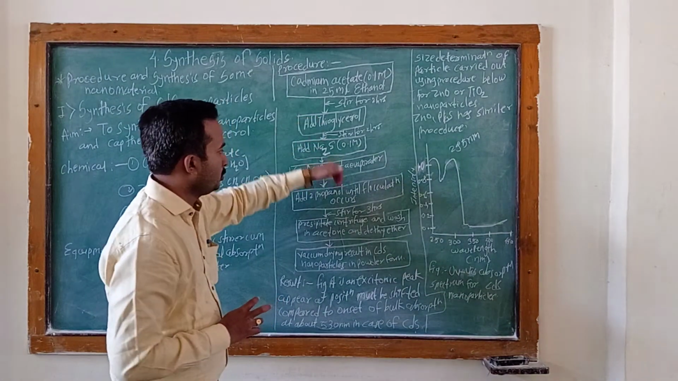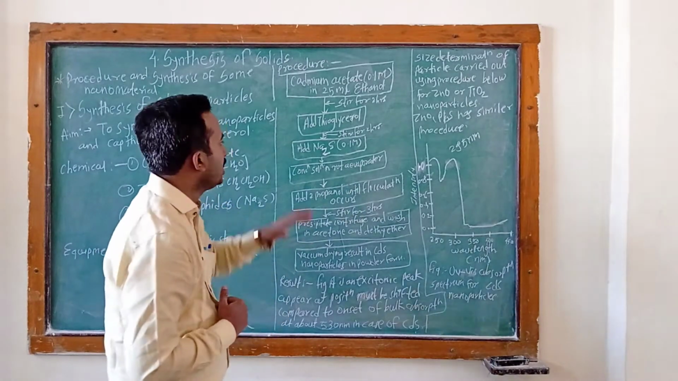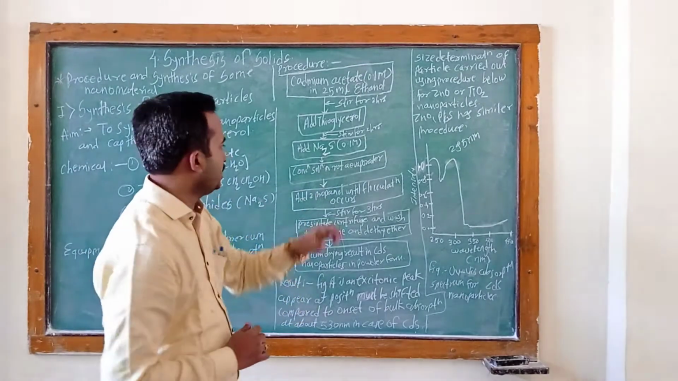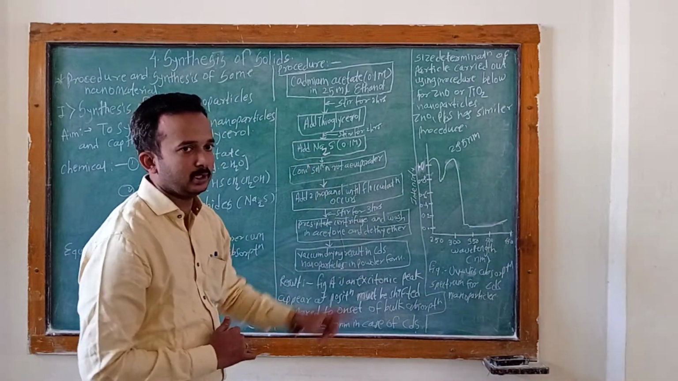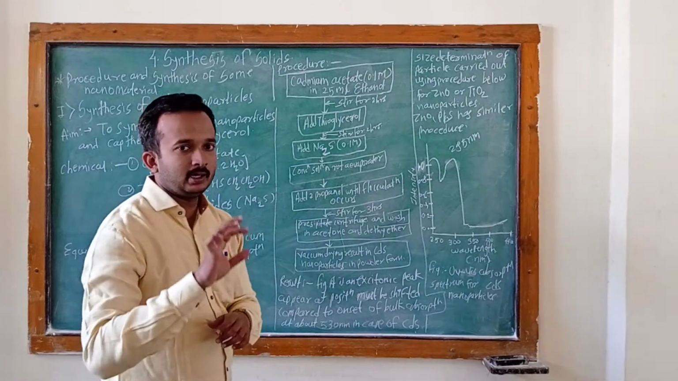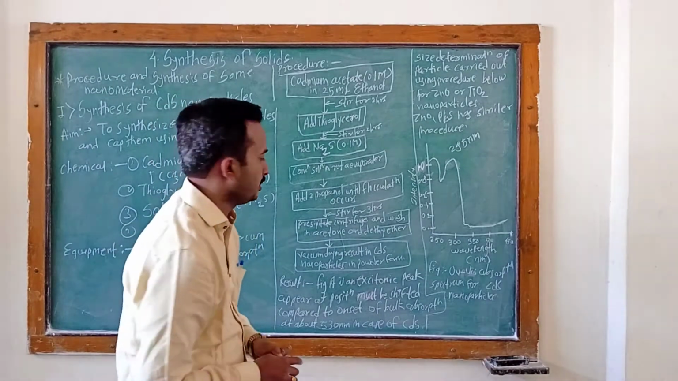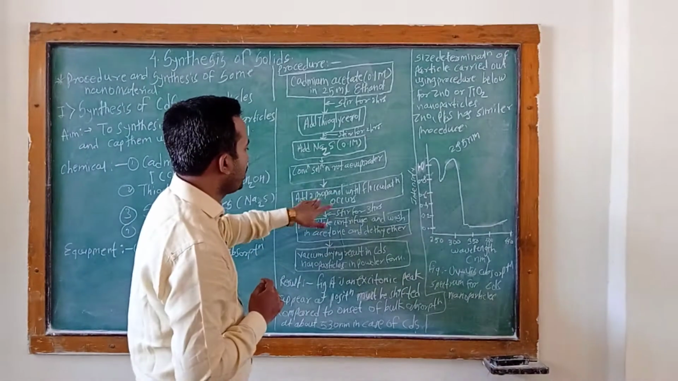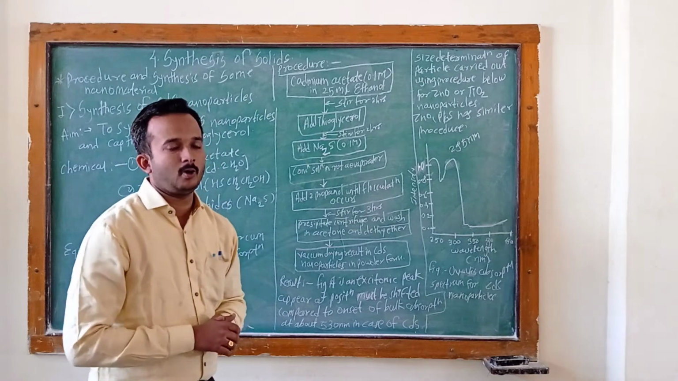Then after addition of the sodium sulfide solution, you have to concentrate the solution in a rota evaporator. After concentrating the solution in the rota evaporator, you have to add 2-propanol until flocculation occurs.